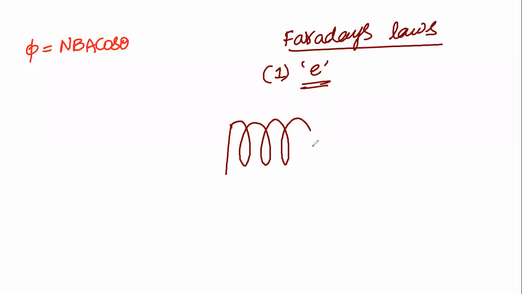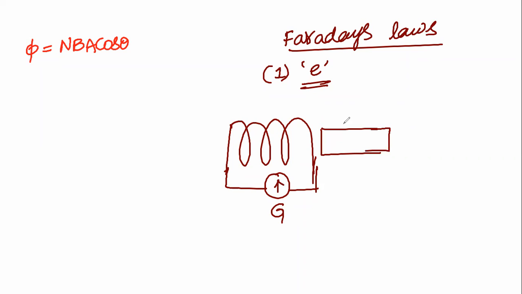Let us suppose it is a coil called a solenoid. To it we attach a galvanometer, G for galvanometer. While we are inserting a bar magnet into it, if I insert the north pole, what happens? This change in magnetic field will be there.